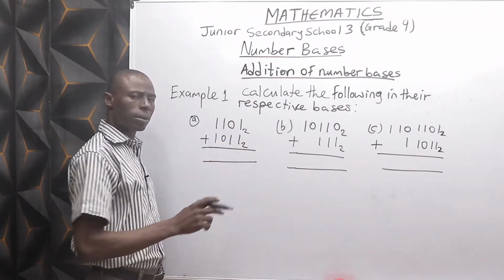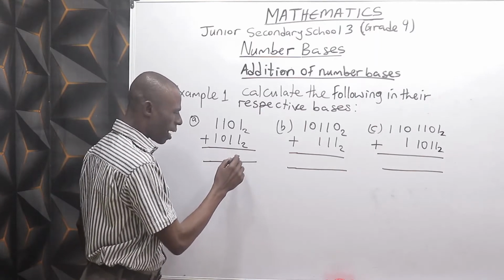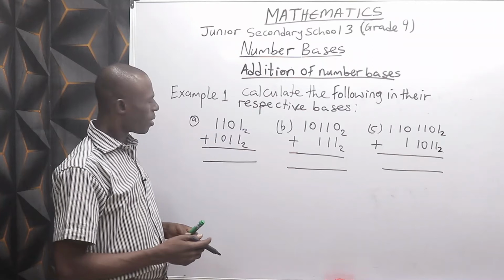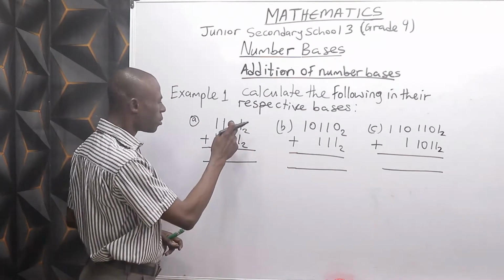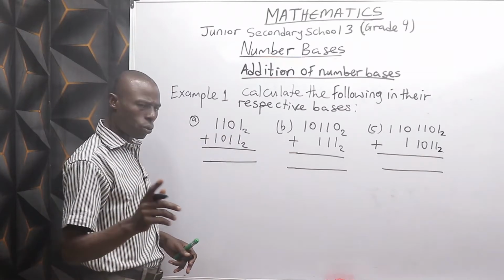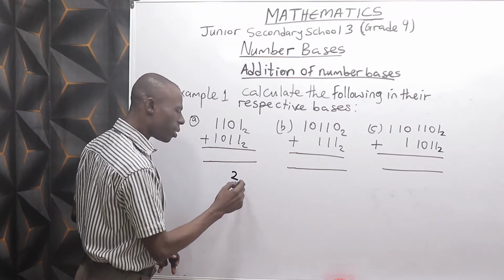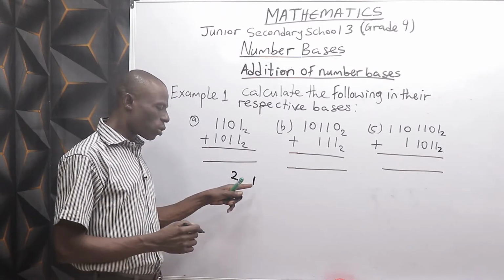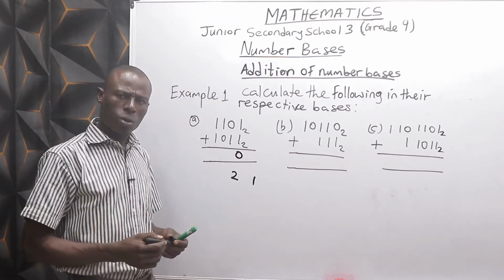1 plus 1, that gives 2. We cannot write the 2 down because it will be equal to the base. Therefore, you ask yourself a simple question: that 1 plus 1, that is 2, how many times can you have your base in that 2? That is 1 time. 2 in 2 is 1, remainder 0.